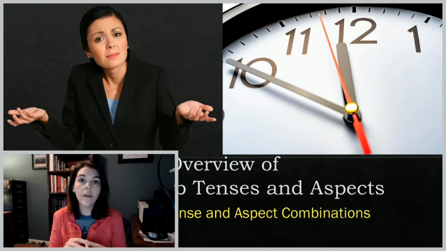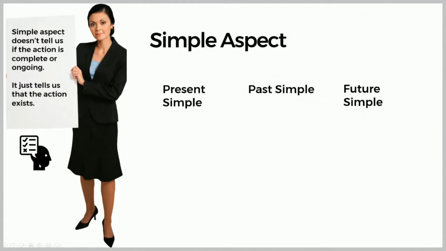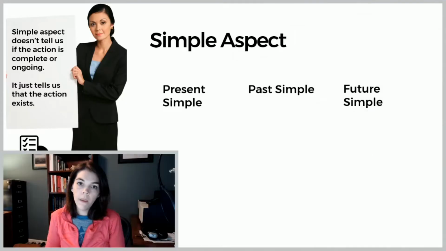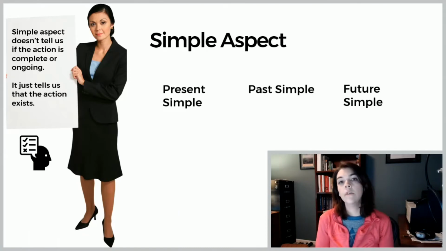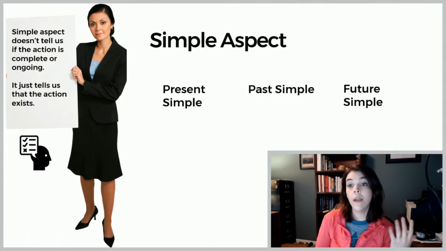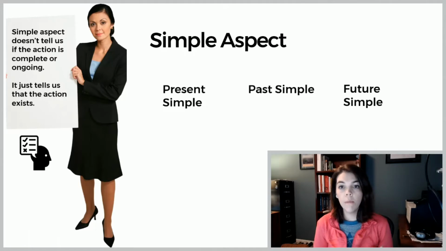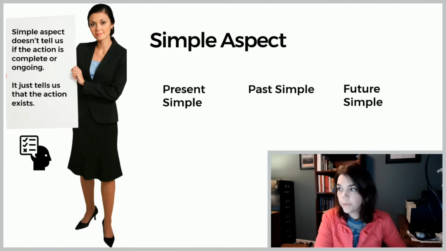There are very clear pieces of evidence when we look at a verb so we can tell what tense and what aspect it has. All right. So to review, our simple aspect doesn't tell us if the action is complete or it's ongoing. It just tells us that the action exists or existed in the past or will exist in the future. Okay, so just a reminder of what it means. Now let's look at the form.